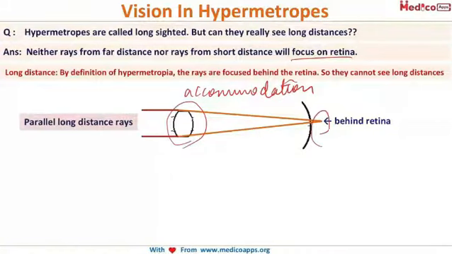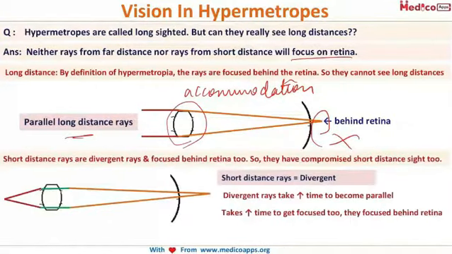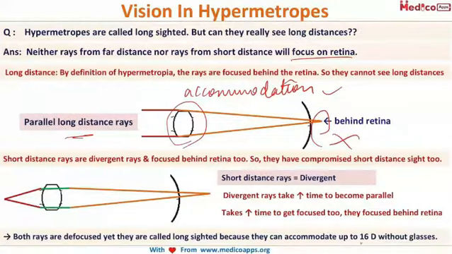See, here also the rays are not focusing on the retina from long distance. Same in short distance, they are already divergent and the accommodation of the lens is not sufficient. So, they have a difficulty with their near vision. However, the distance vision, with the help of accommodation, they are able to see properly, because the lens can accommodate up to 16 diopters. That's a very high power.